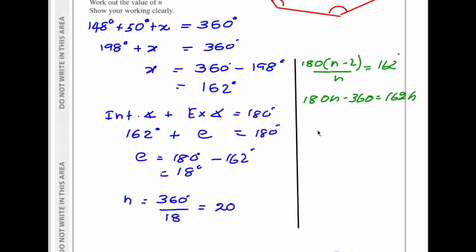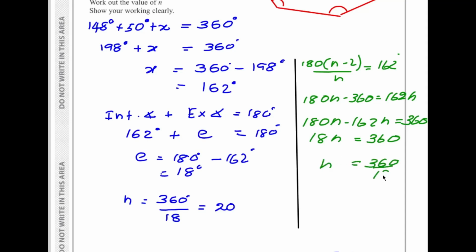So let's collect all the n's to one side. Then 180n minus 162n becomes 360. 180 minus 162, we got it as 18. 18n equals 360. Then n becomes 360 divided by 18, and still I'm getting 20. Both methods are okay and accepted, so you can choose any method.